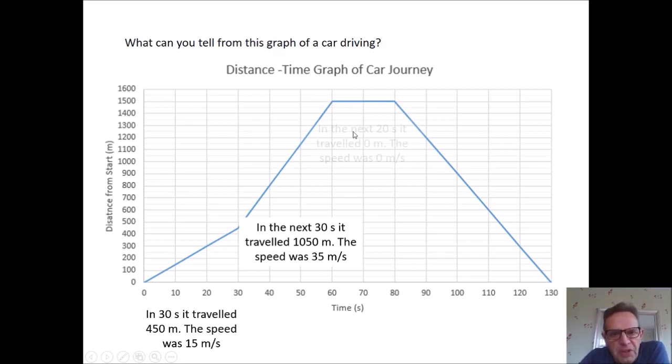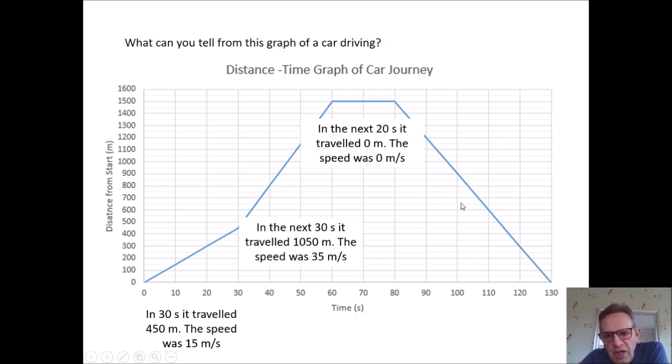So in the next 20 seconds, the car hasn't travelled any distance at all. So if you travel 0 metres in 20 seconds, your speed is 0. This is the first one we've got where the graph's going the other way. So we can still work out the speed in the same way.